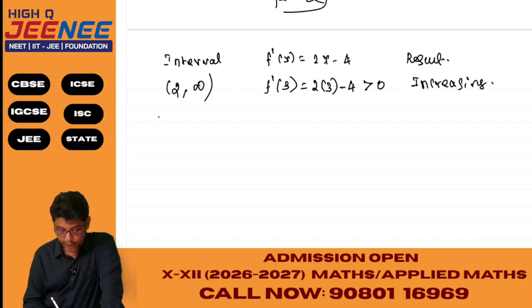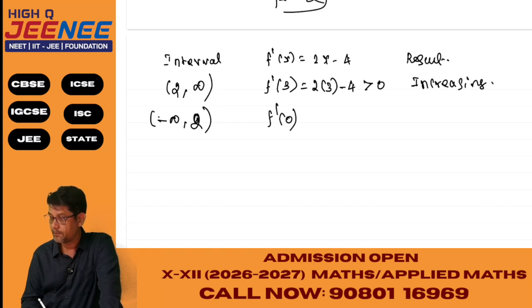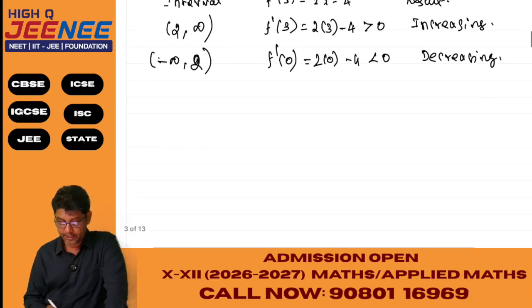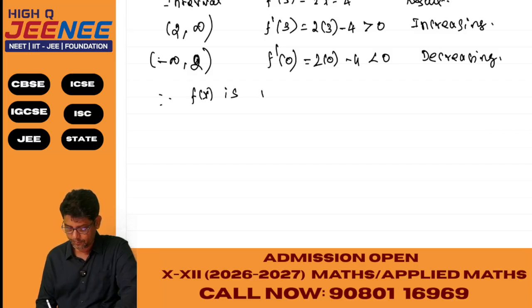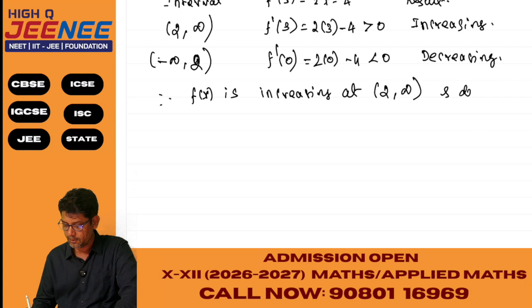Increasing. Next, you take the interval minus infinity to 2. Any number you take, f dash of 0 will be 2 into 0 minus 4. Is it less than 0? Is it decreasing? Therefore, what will come? Increasing at 2 comma infinity and decreasing at minus infinity comma 2.